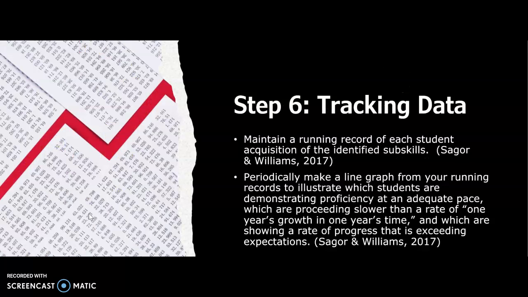Slide 5 and step 6, this is tracking data. So like I said, you have these sub-skills that you're supposed to be teaching on a weekly or bi-weekly basis. This is where you keep a running record of whether these students are mastering these sub-skills. And then you should make a line graph that just basically illustrates which students are showing proficiency versus which students are not.